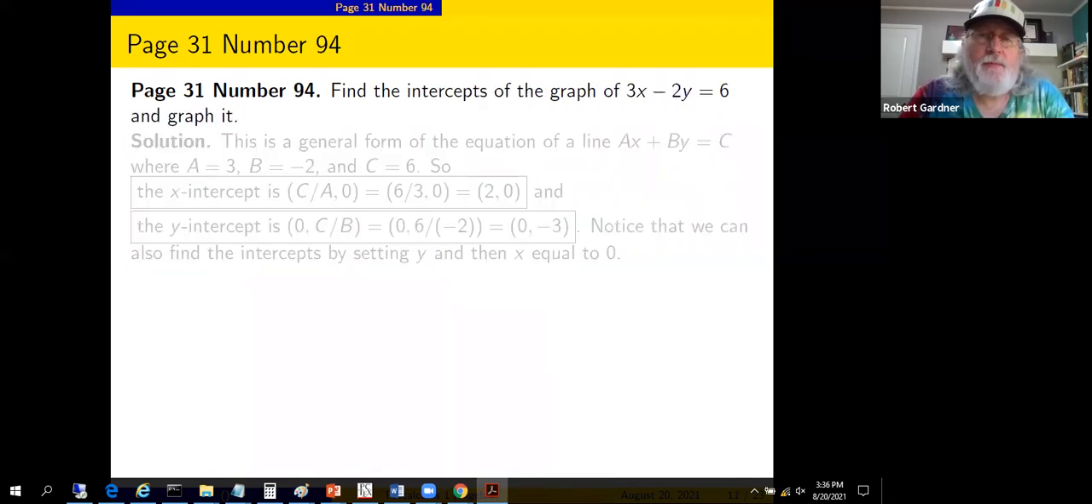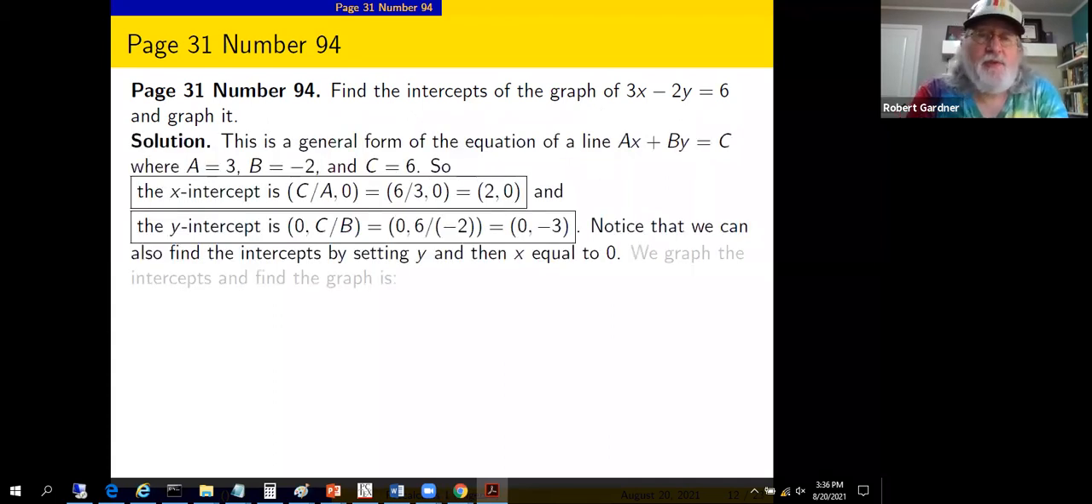Another one. Find the intercepts of the graph of 3x minus 2y equals 6 and graph it. Okay, they just want the intercepts. To find the x-intercept, we'll set y equal to 0. To find the y-intercept, we'll set x equal to 0. One way of dealing with it. Another way, which is how this is written up, is to use all those formulas we just stated. I'm a little bit better at thinking about stuff than remembering a whole bunch of formulas.